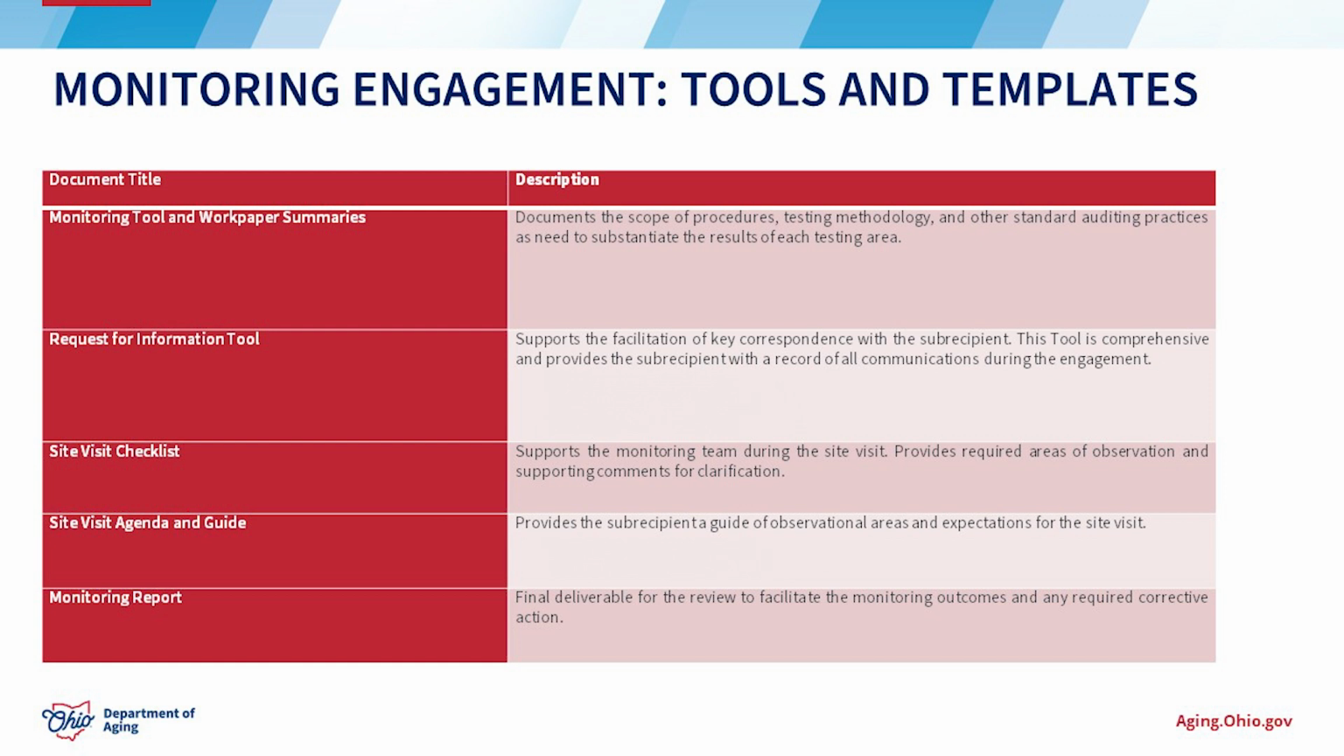If a site visit engagement is conducted, staff will utilize a site visit checklist to ensure all procedures are addressed on site. Similarly, an agenda and site visit guide have been developed to provide your agency with a detailed list of expectations to help you prepare for the site visit. Lastly, the monitoring report will provide a summary of the review, as well as monitoring outcomes and corrective action for any findings identified.